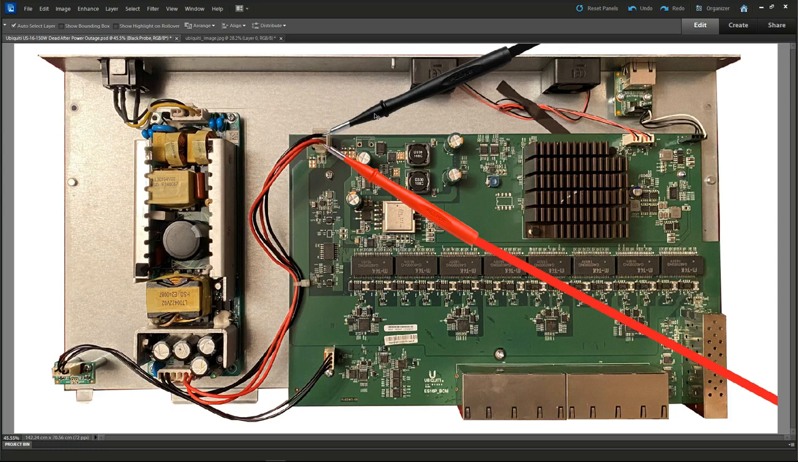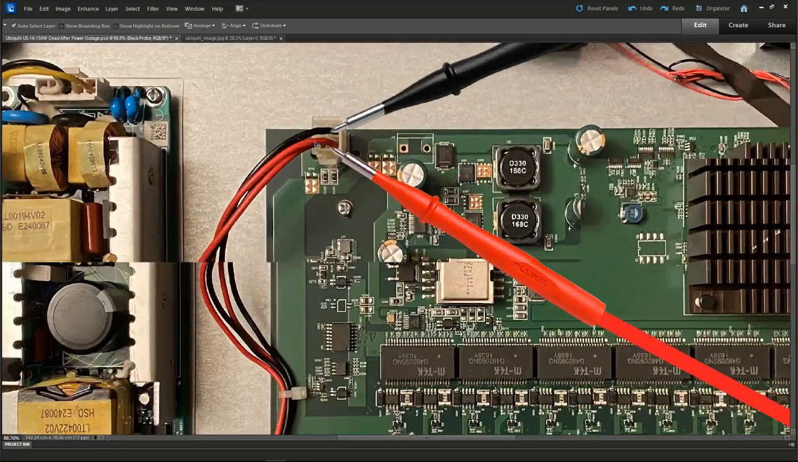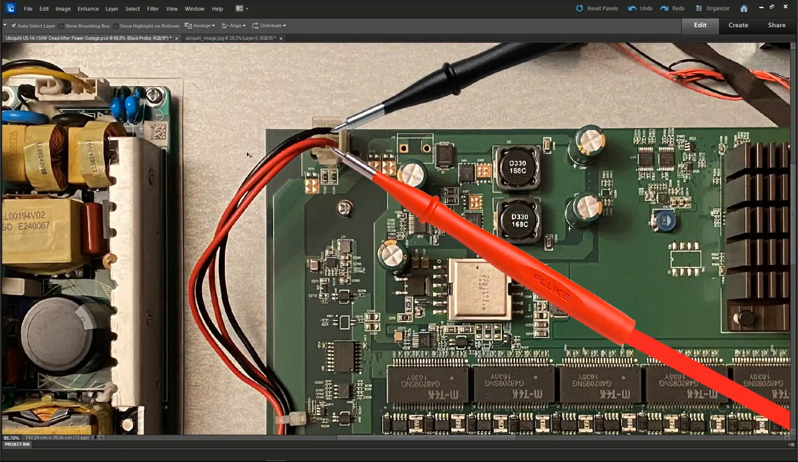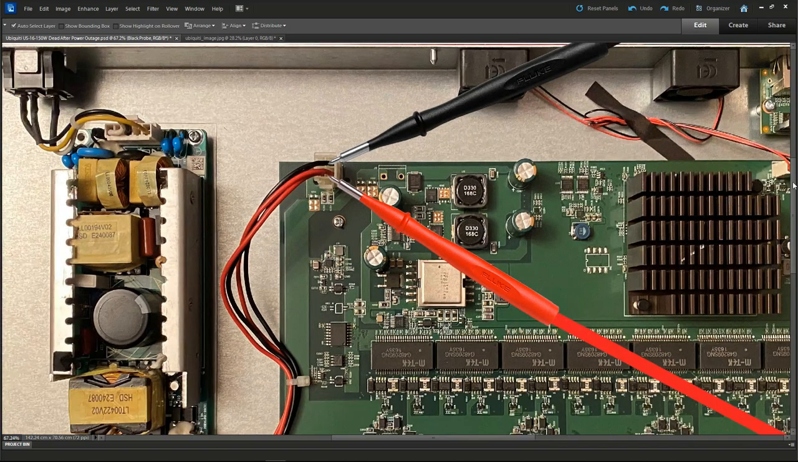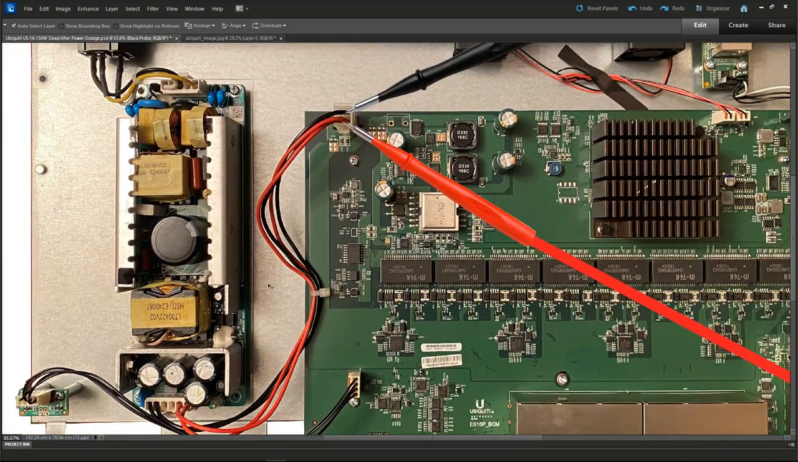To isolate the issue, I unplugged that 4-pin connector from the board and tested it without the second board connected, and it was doing the same thing. So it seemed to me at that point that the issue was with this power board right here.